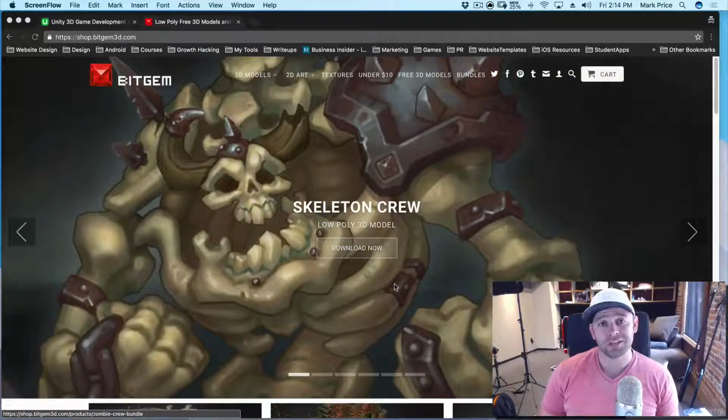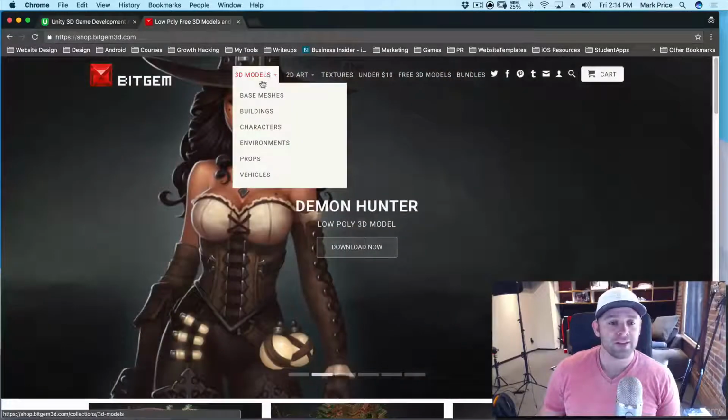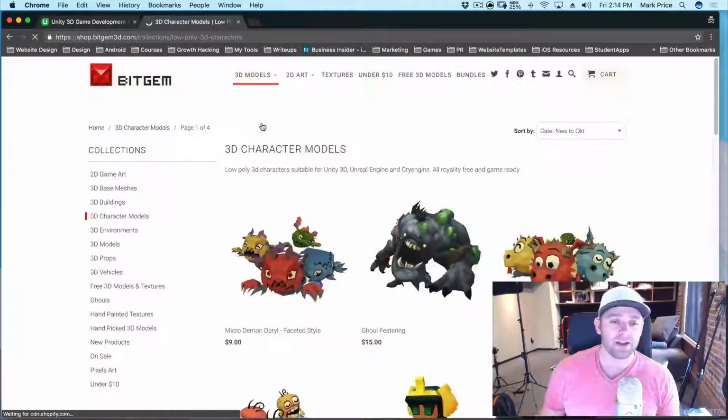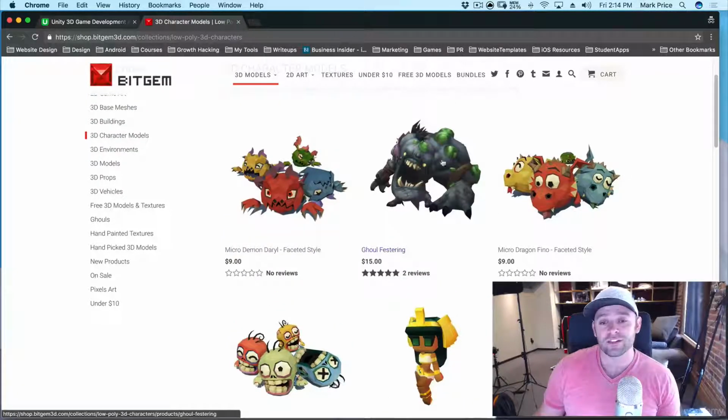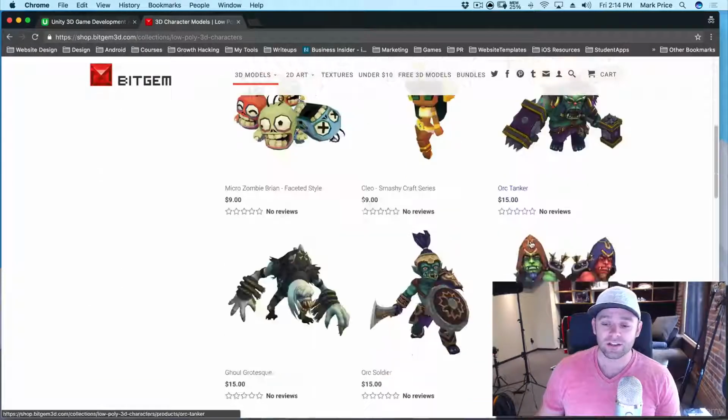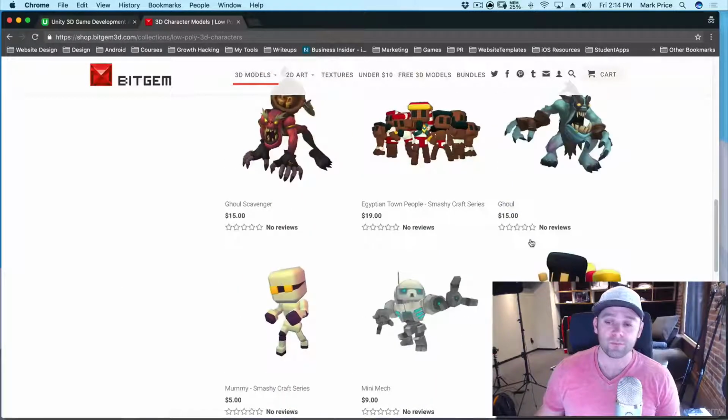If you do want to publish a game with these assets, all you have to do is go over here to bitgem.com and find the assets that you want and purchase them. And they are so ridiculously cheap. You know, a $15 zombie. This thing right here would probably, if you had a developer or a designer on staff make it for you, take them a month, and it probably would cost thousands of dollars. My point is, these prices are outrageously cheap, and so please go buy these.